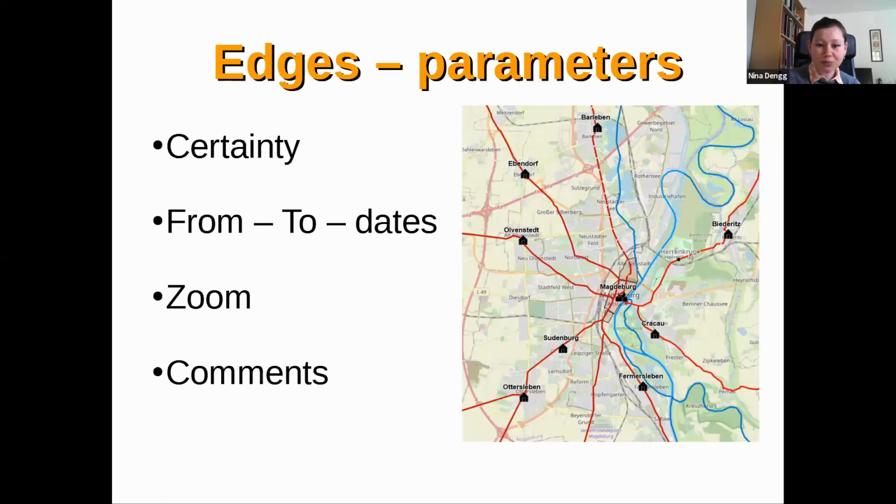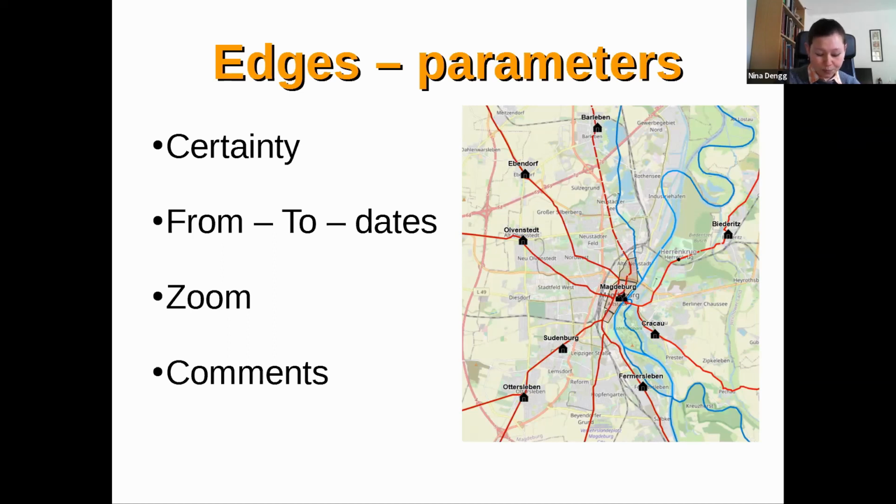The edges have parameters. We gave them parameters to face the challenges I mentioned earlier. So we gave them a certainty. It ranges from 1 to 3, where 3 is the most insecure rating. Such roads are displayed as dashed lines on the map and really just say that we know that there must have been a road in that area, but we have no good idea of where it actually ran. We have from and to dates, since in some cases we can tell that roads appeared or disappeared in the course of history. They were given a time period which can be displayed on the map.